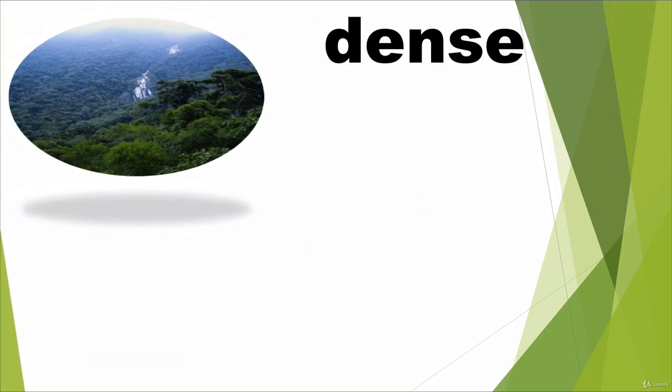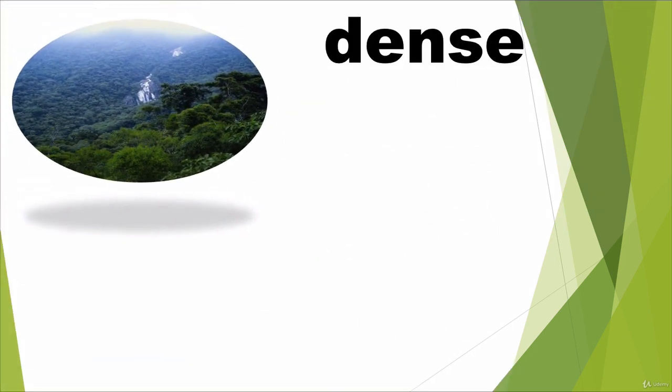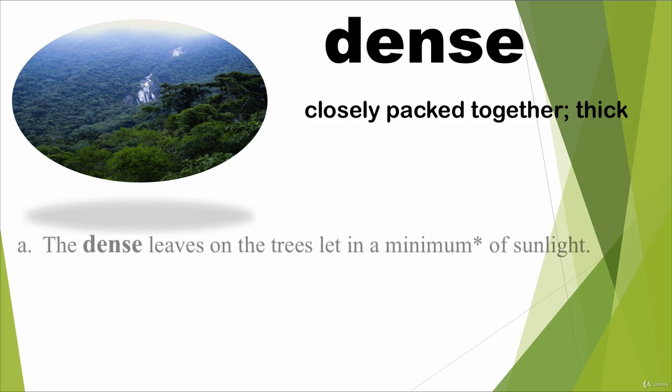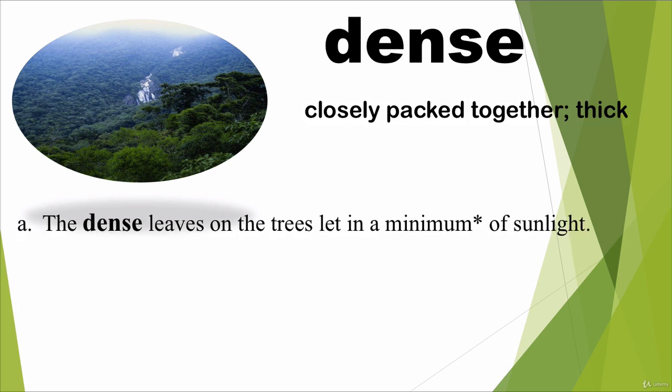Next one is dense. You can see this is a dense jungle, isn't it? Yeah, that's right. So dense means closely packed together or thick. Thick. So this is the meaning of dense. Let me give you some examples. The dense leaves on the trees let in a minimum of sunlight. What is the meaning of minimum here? Minimum means the lowest amount of something.